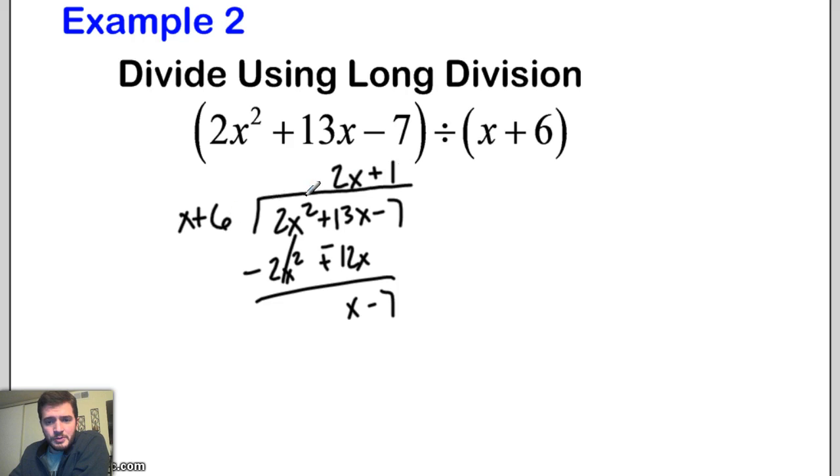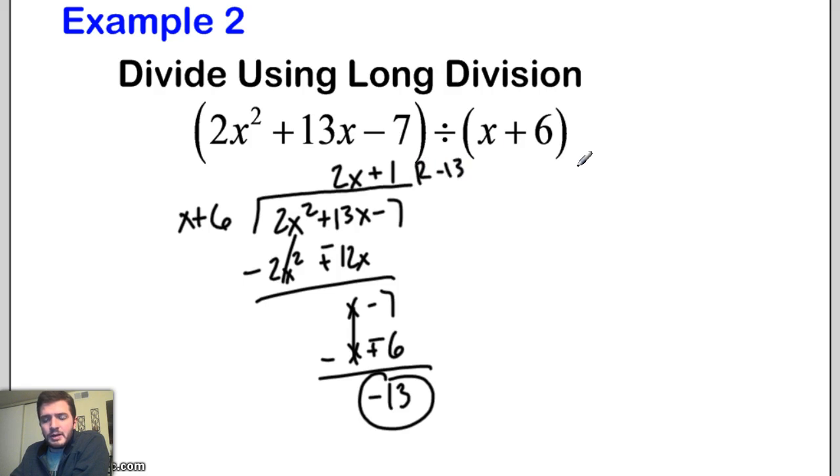And then multiply. Again, you're going to distribute. So 1 times x is x, and 1 times 6 is 6. Make sure you subtract both terms. So x minus x cancels. Negative 7 minus 6 is negative 13. So that's my remainder. This is going to be remainder negative 13, and I want to show you what it looks like. I can write this as 2x plus 1 and then plus negative 13 over the divisor, which is x plus 6.